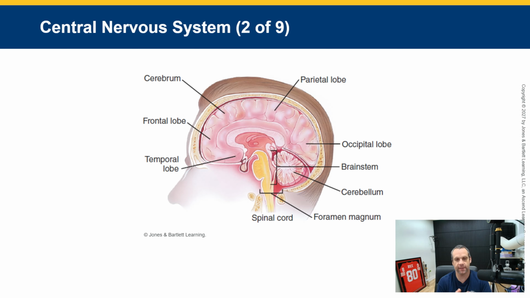The cerebrum is the largest. It's the folded portion that occupies the bigger portion of the skull. The cerebellum sits a little bit lower towards the back, while the brainstem lies at the base and continues into the spinal cord through the foramen magnum.